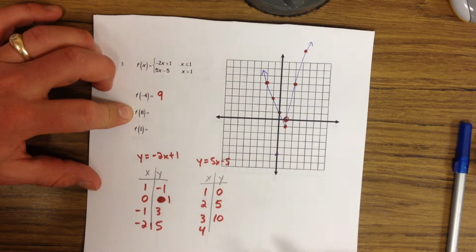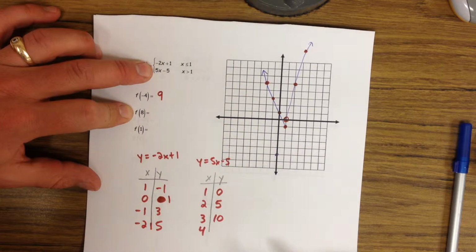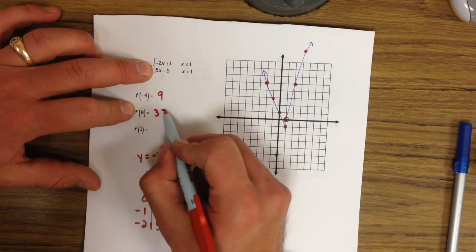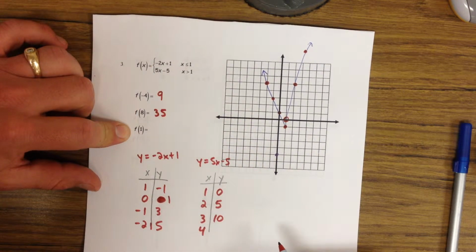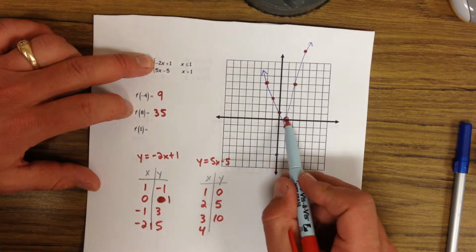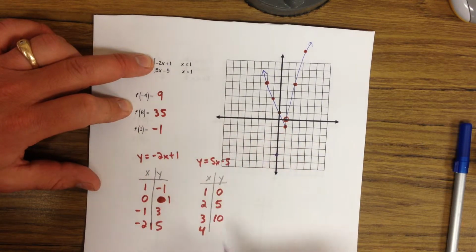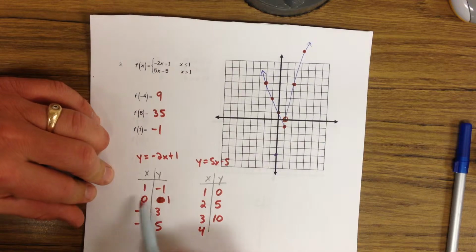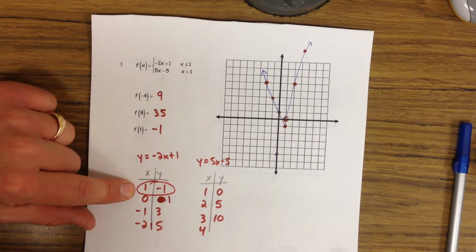If I plug in 8, I'm going to get something pretty big, 35. And if I plug in 1, I'm going to use the top equation. I can look at it here. It looks like I get -1. See, right there it is. When I plug in 1, I get -1.